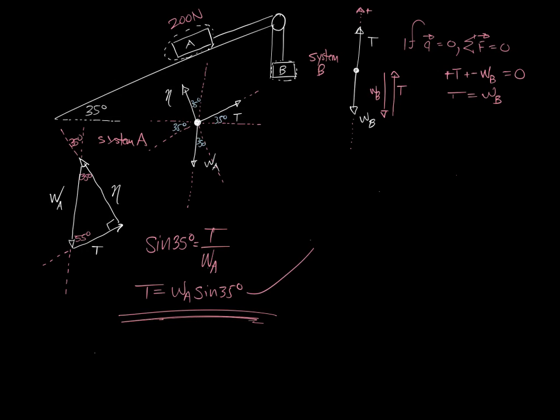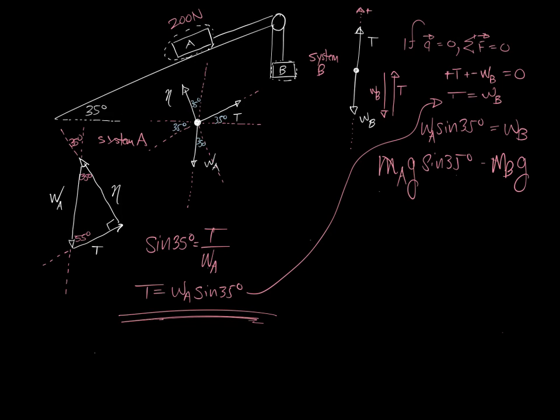Because now I can just go over here, and since it's the same rope, the tension is the same everywhere. That means the weight of object A sine 35 degrees has to equal the weight of object B. I'm going to put mg for the weight, so the mass of A times the gravity field of the Earth sine 35 degrees has to equal the mass of object B times g. If I solve for the mass of object B, which is what we didn't know in the problem, I'll get mass of object A, g sine 35 degrees divided by g.